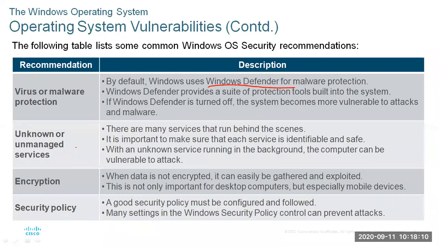Then we have some unknown or unnamed services. There are many services that run behind the scene. It's important to make sure that each service is identifiable and safe. With an unknown service running in the background, the computer can be vulnerable to attack. So how do you know the services that are running on your computer? All you need to do is press on your keyboard Control Alt Delete. It brings up your task manager.